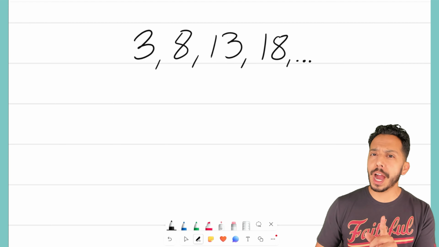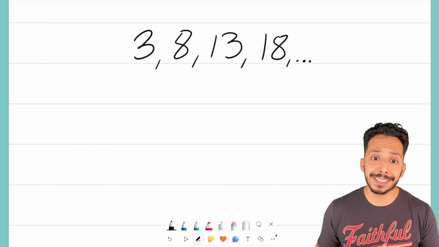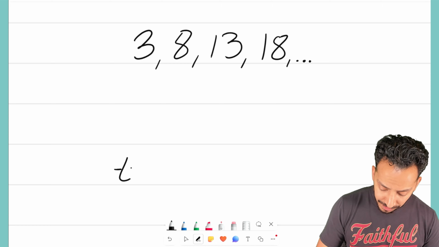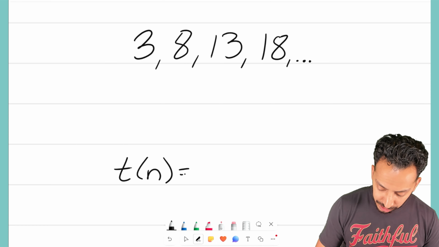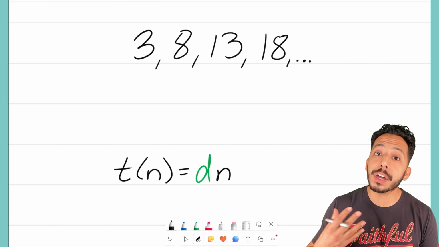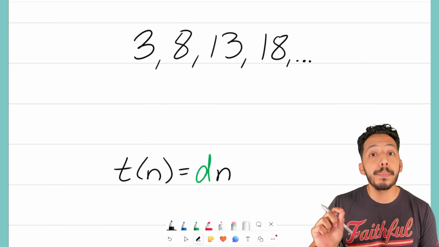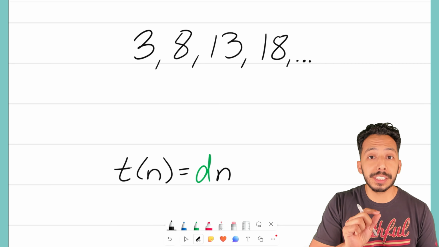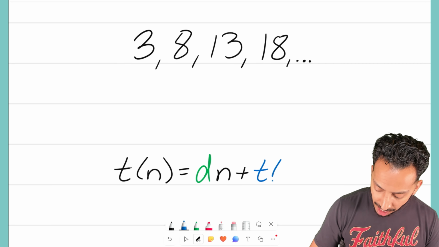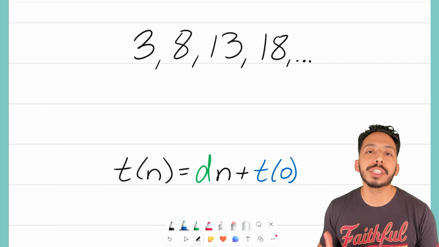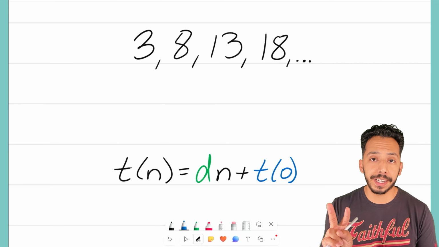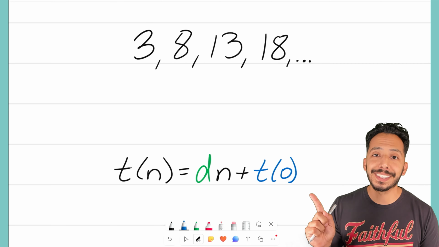Now, if you forgot what an explicit equation is for a sequence, especially an arithmetic sequence, it starts off like this. T of n is going to equal dn, d here representing the common difference, or the pattern of how your sequence is changing. And then we just have to add in our t of 0, which represents the 0 term. So there are two unknowns we have to find: the common difference and the 0 term.